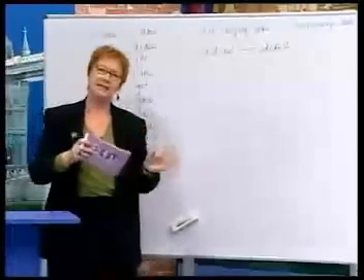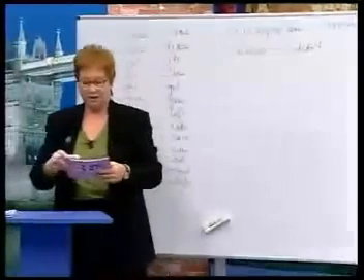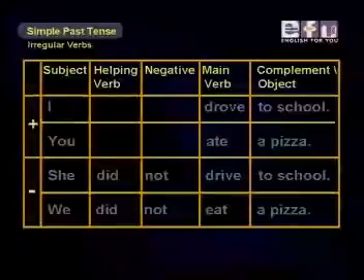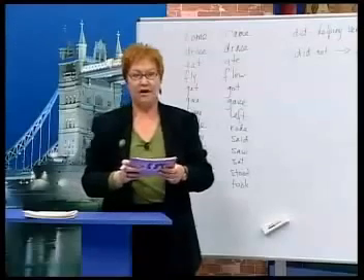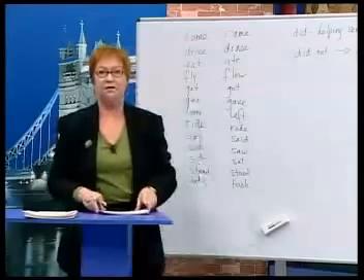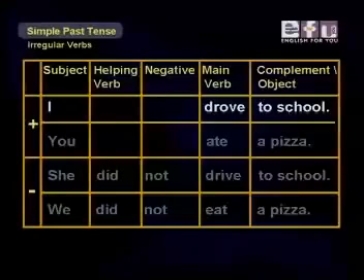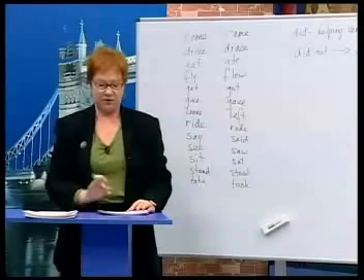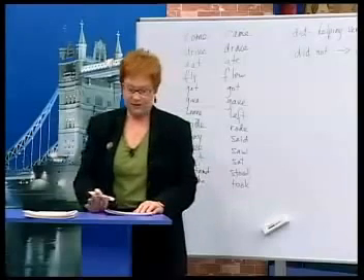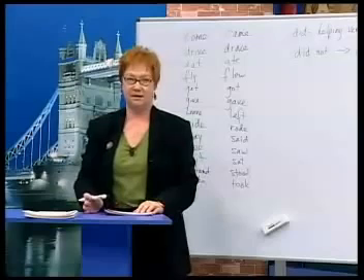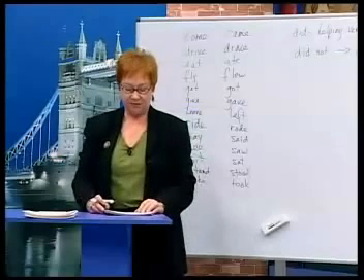If you look at the chart, you can see the difference in the sentences. So, if you look at the chart, you see subject, helping verb, negative, main verb, and the complement or the object. Now, if you look at the chart, the first two are positive. I drove to school. No helping verb, no negative. I drove to school. You ate a pizza. You, no helping verb, no negative. You ate a pizza. Okay, the next two examples are negative.